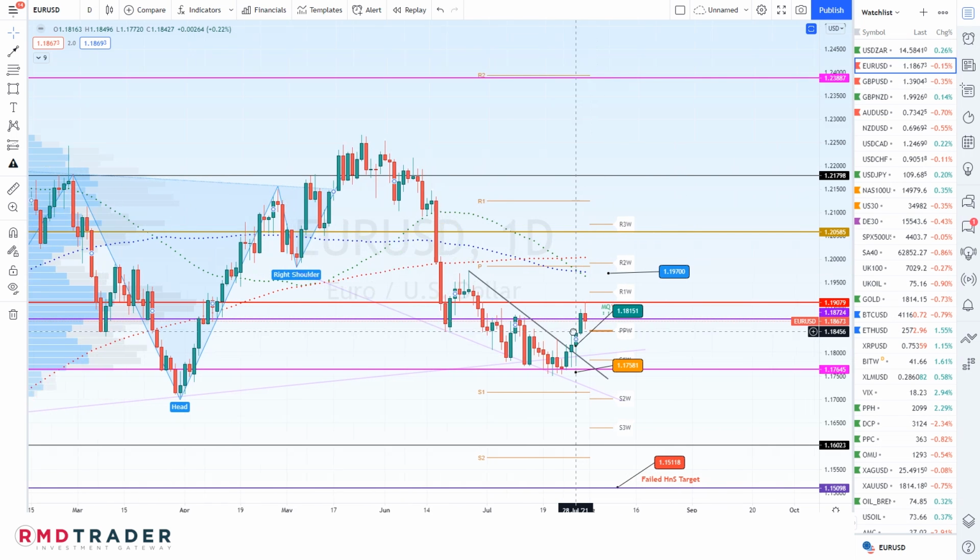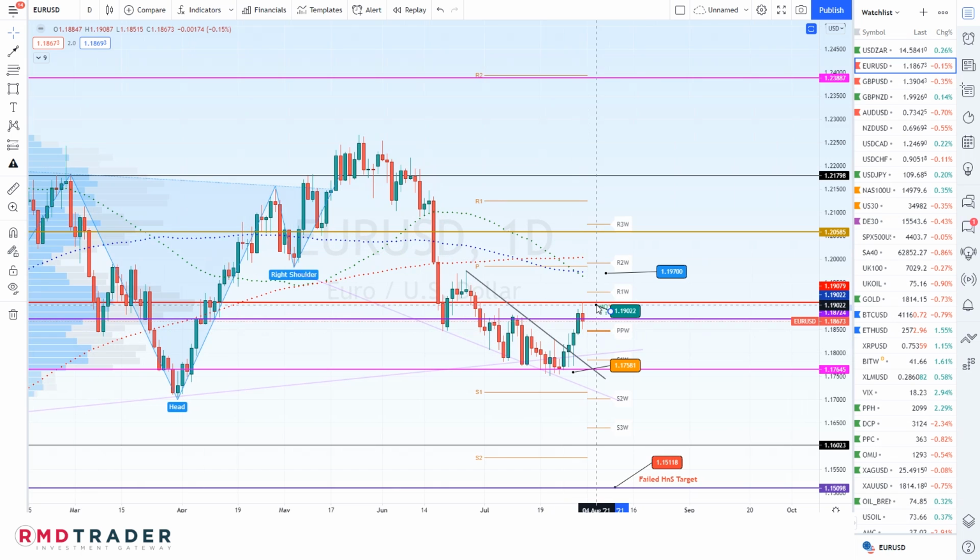In terms of a breakout, for price to actually break out to achieve that level, that would be at this very important level, right where we see the highs from Friday. That is at 1.190. We can see that we have that level of support and resistance previously.